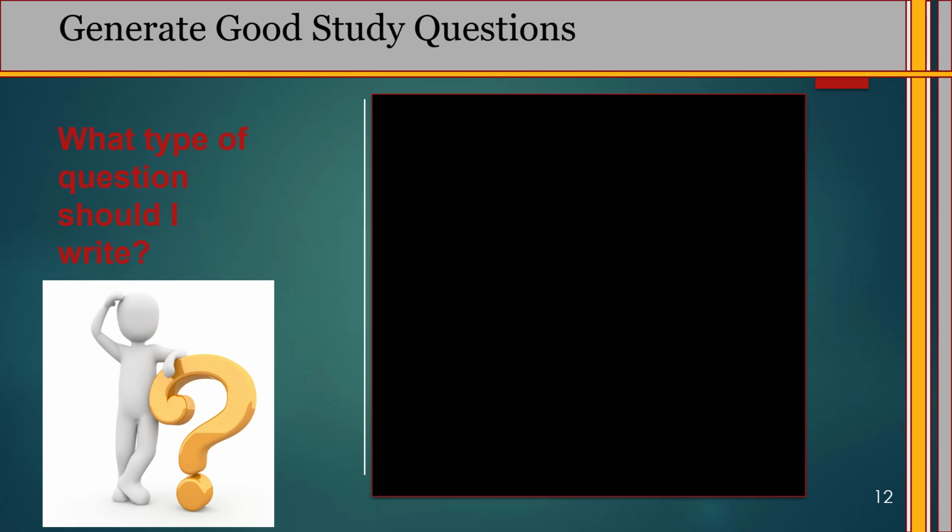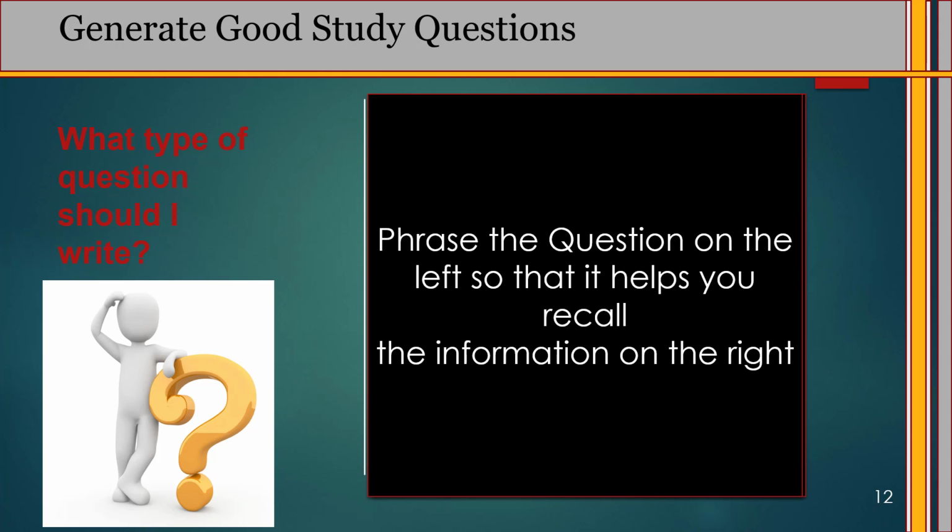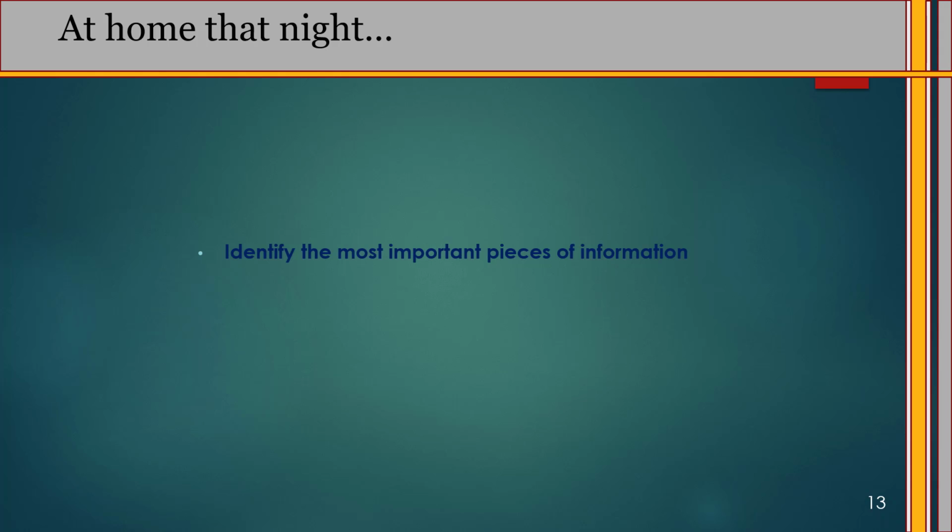Those questions are designed to stimulate critical thinking skills. Phrase the question on the left side to help you recall the information on the right. Identify the most important pieces of information. You're going to do this at home tonight with your notes. You're going to look over your notes 1 to 3 minutes and write a 3 to 4 sentence summary. And in your summary, answer the essential question and your questions on the left.